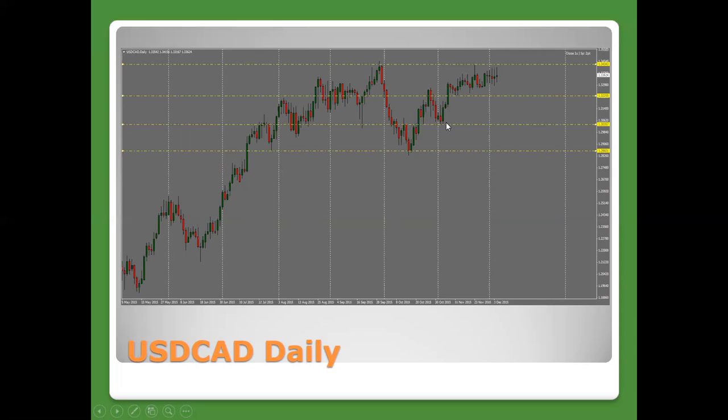We mark our levels and we look for price to come in and back test those levels for a continuation pattern. As we can see, price starts making higher highs, higher lows, so we know this is a move to the upside. So it's still holding, and the price is moving up.